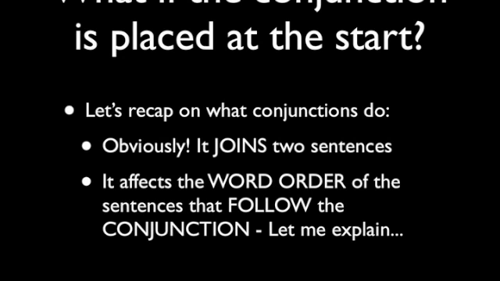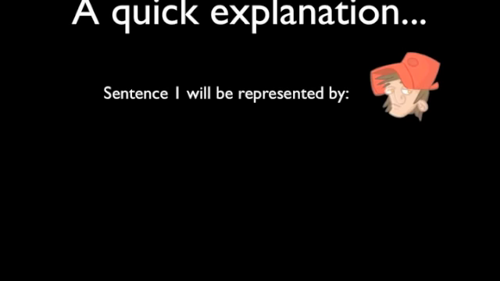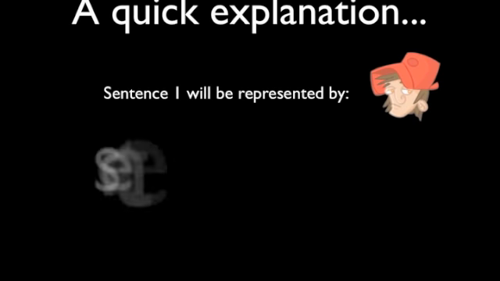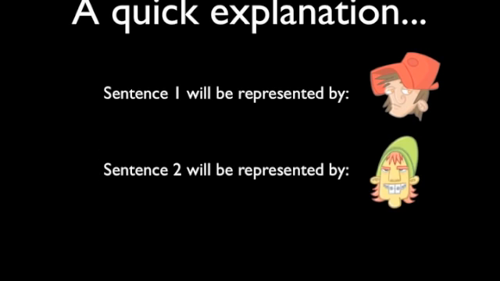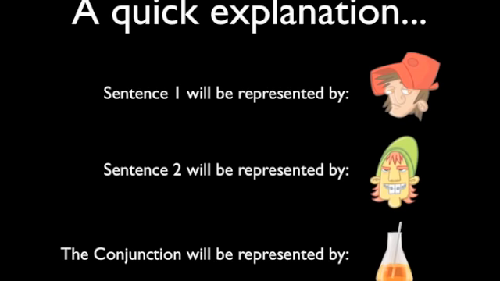Secondly, what you need to remember is that it affects the word order of the sentences that follow the conjunction. Right, now let me use an explanation just to bring my point across. What I'm going to use to represent sentence 1 is this guy with the red cap. Sentence 2, I'm going to use the guy with a green beanie to represent. And the conjunction is going to be represented by this little beaker with a chemical inside it. Now, I've used this symbol simply because the conjunction is almost like a chemical reaction that it has on the sentence that follows it.